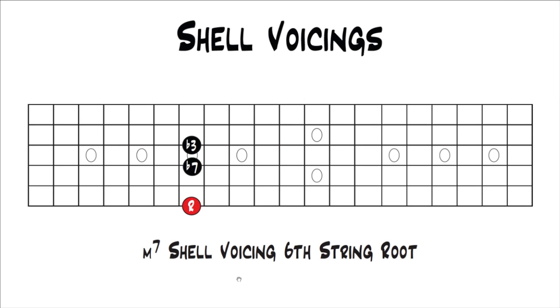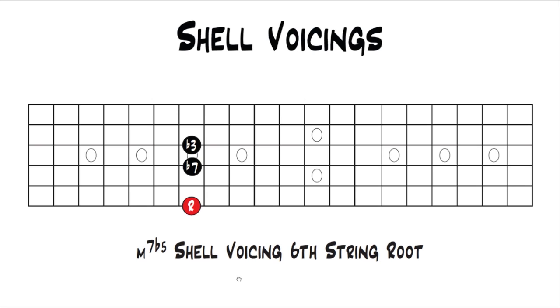And then since there's no 5, the minor 7 flat 5 is the same voicing, since the only difference between a minor 7 and a minor 7 flat 5 is that the minor 7 has a perfect fifth and a minor 7 flat 5 has a diminished fifth. So if you're taking that fifth out, there's no difference between the two chords. So if you're playing a shell voicing minor 7 flat 5, it's the exact same shape and intervals as a minor 7 shell voicing.